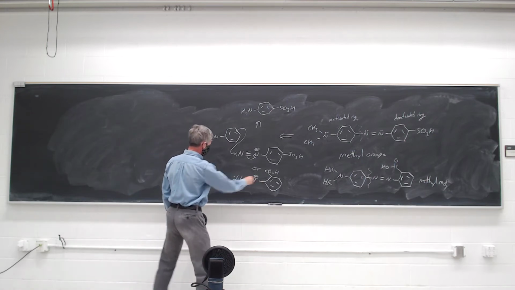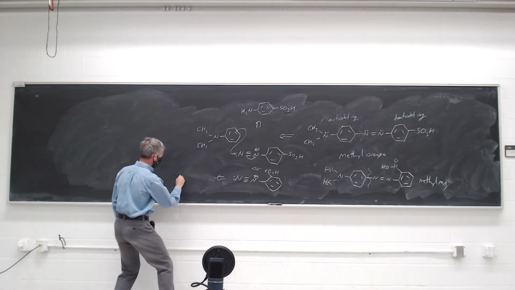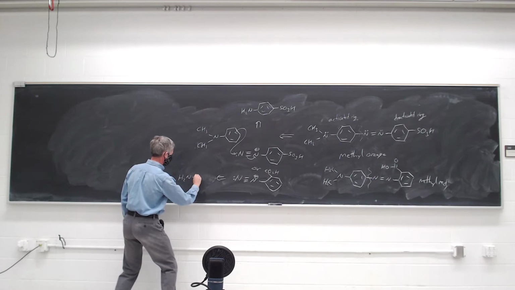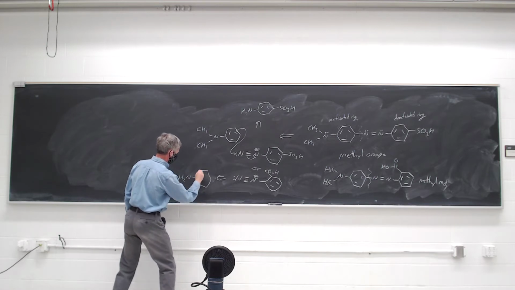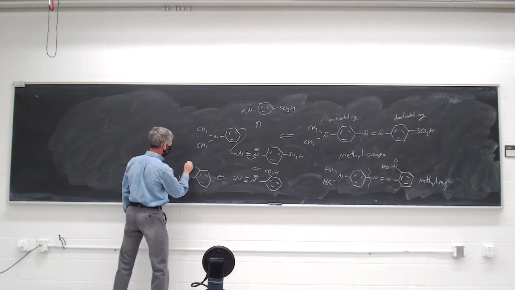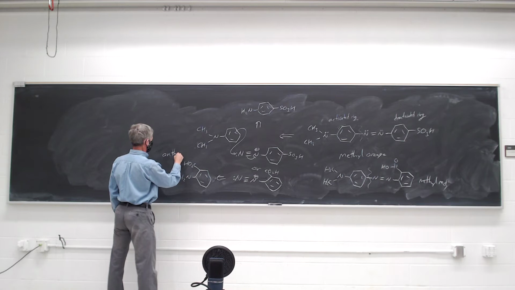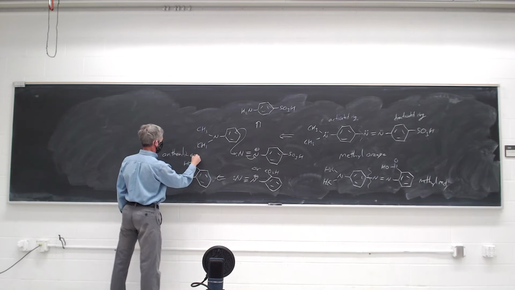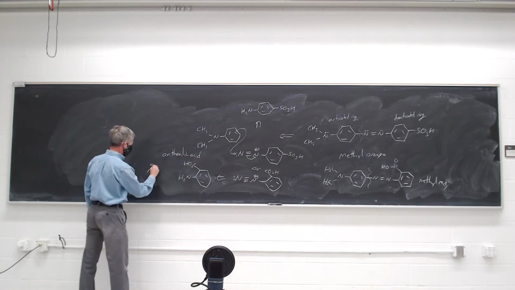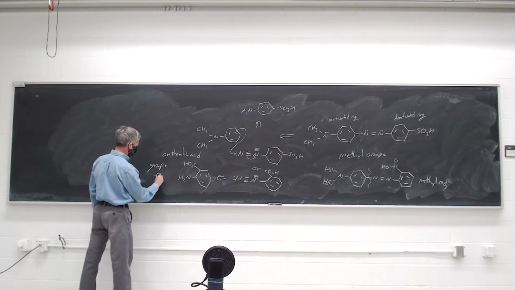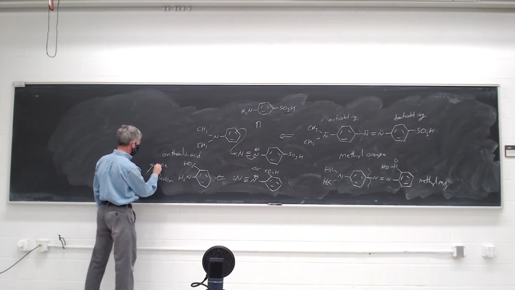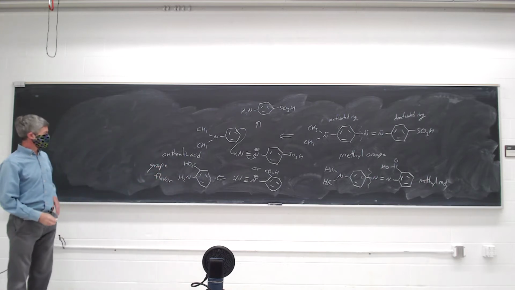Or, if we're working backwards from this one, we would want this. And that's called anthranilic acid. And that's a great flavor compound, so there's tons of that available. You can get anthranilic acid.